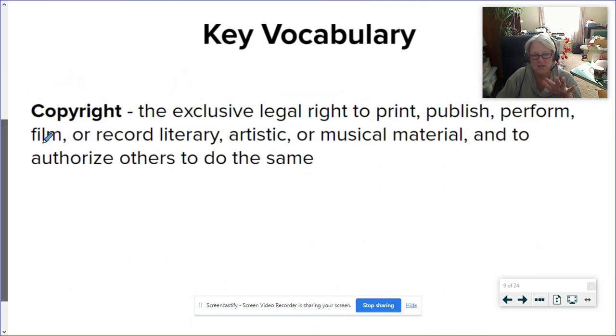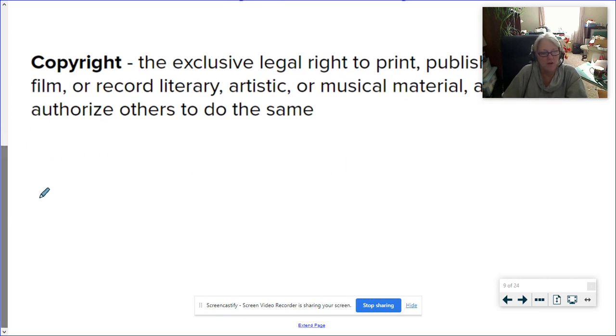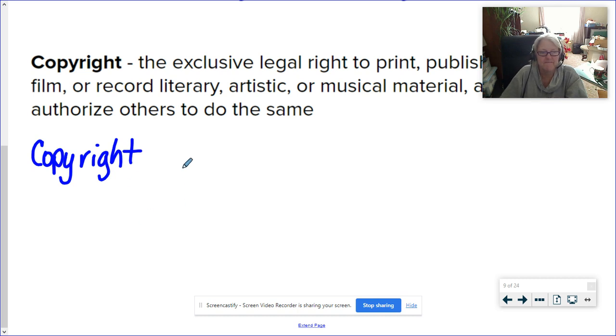Here's what the big definition says. It is the exclusive legal right to print, publish, perform, film, or record some sort of literary, artistic, or musical material and authorize others to do the same. That's a lot. So here's how I'm going to have you write this. So write copyright. Okay. Basically, this is a legal protection. Let's write that. It's a legal protection.